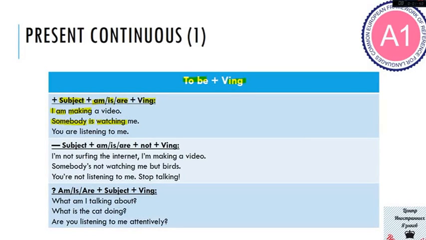And you are listening to me. I hope it is true as well. So the subject you requires the form of the verb to be, are, after it, and of course the main verb plus ing.